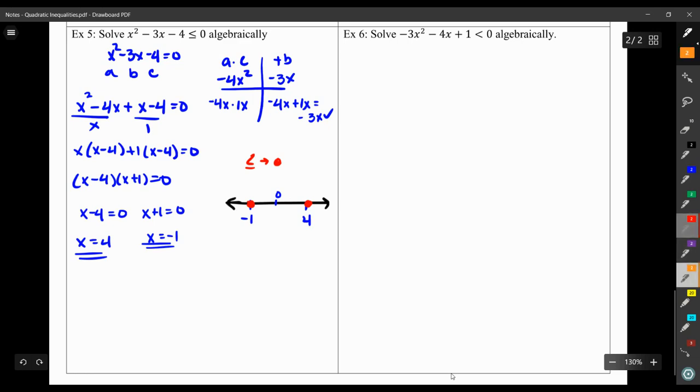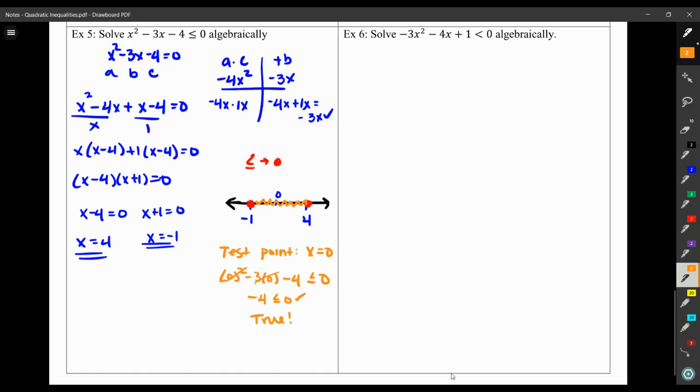The last thing we need to determine is where to shade, and so that involves a test point. And so again, if you can, pick 0. 0 is one of the easiest numbers to substitute. So we have 0 squared minus 3 times 0 minus 4 less than or equal to 0. Well, 0 squared is 0. 3 times 0 makes 0. So we have -4 less than or equal to 0, which in this case is true. So that means we're going to shade with 0. Since we had a true statement, 0 is a solution, so we're going to shade wherever 0 landed, which in this case was in the center.